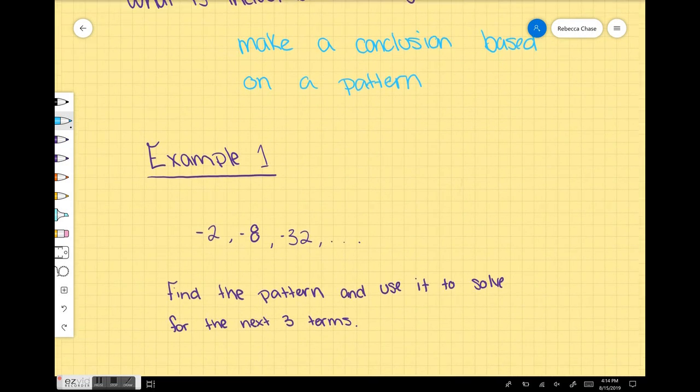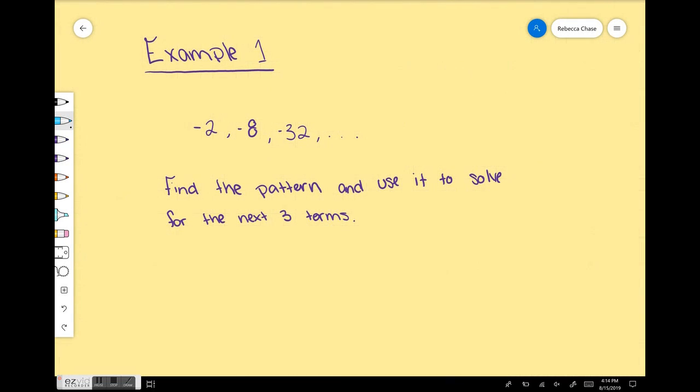Okay, so when I look at this first example, this is going to be one of the simpler ones. Find the pattern and use it to solve for the next 3 terms. So first we have to figure out, okay, what's happening here? I can look at it a few different ways. I can say, okay, well, in order to get from -2 to -8, I have to add -6 or subtract 6. But in order to get from -8 to -32, I don't even have to figure out what it is because I know it's not 6. So we know we're not adding.